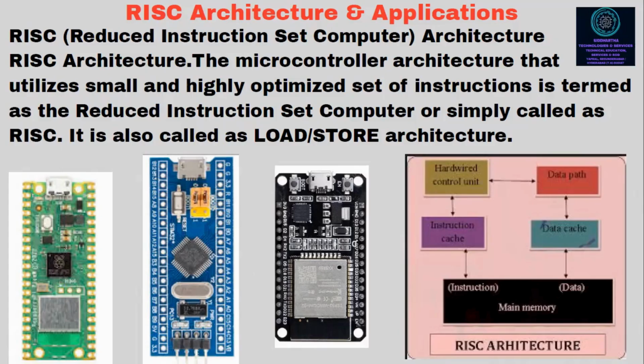Whereas ARM stands for what? Advanced RISC Machine. Whereas PIC, which we studied in the beginning, is Peripheral Interface Controller. So these words you have to remember. I have shown here in this slide 3 boards. This is a Raspberry Pi Pico W, this is an STM board, and this is ESP32. So this is a simple diagram of RISC architecture. These are the very common boards we use in our subject.